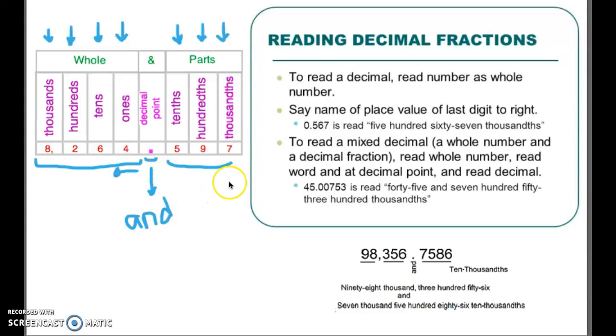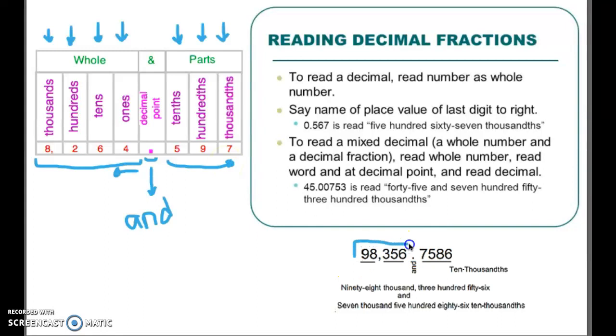Then the next thing you're going to do is say the entire name of the digits after. In this case, I have 597. So you look at where the last digit ends up, and in this case the last digit ends up in the thousandths spot. So you would say 597 thousandths. So this whole big number here is 8,264 and 597 thousandths.